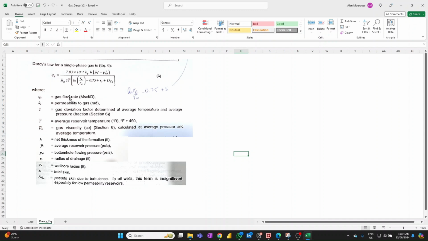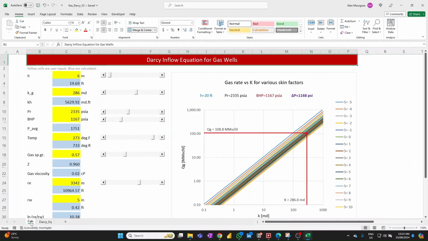We can use this expression to estimate or calculate our gas rate given a certain set of reservoir and gas properties and a certain delta P, or we can use it the other way. Given a certain delta P and a certain rate, we can estimate the reservoir properties that produce such a rate for that delta P. This is precisely what is done in the first tab here.